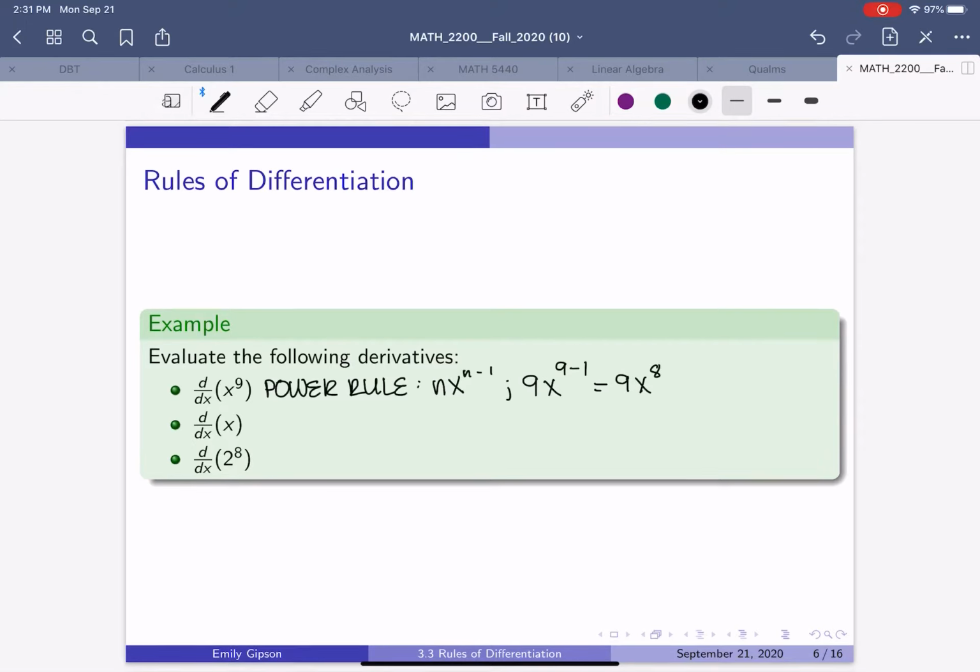And we can do the same thing for d dx of x. But this time, n equals 1. So we get 1 times x to the power of 1 minus 1, which equals 1 times x to the 0. And we know that x to the 0 is simply the number 1. So the answer is just the number 1. And finally, we've got d dx of 2 to the power of 8. While it might be tempting to use the power rule, we know that we should use the constant rule because 2 to the power of 8 is just a number. So using the constant rule, this one is just equal to 0.